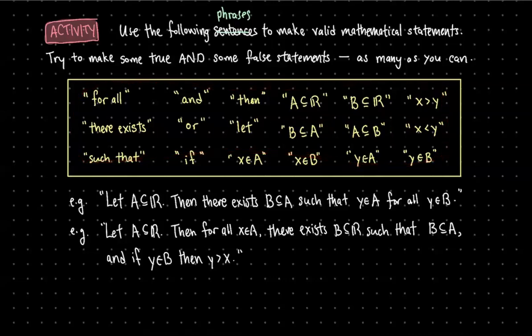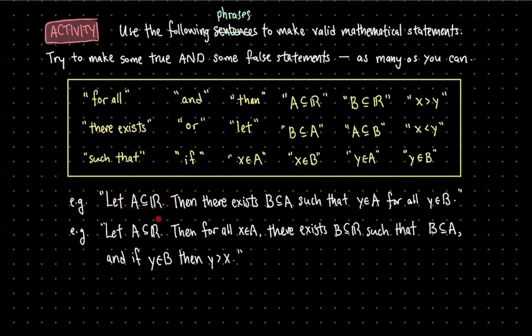So here's an example. Let A be a subset of R, of the real numbers. Then there exists a subset B of A such that y is in A for every y in B. So for example, that's a statement because it's either true or false. And it's well quantified as well. I said let A be a subset of the real numbers, that quantifies A.